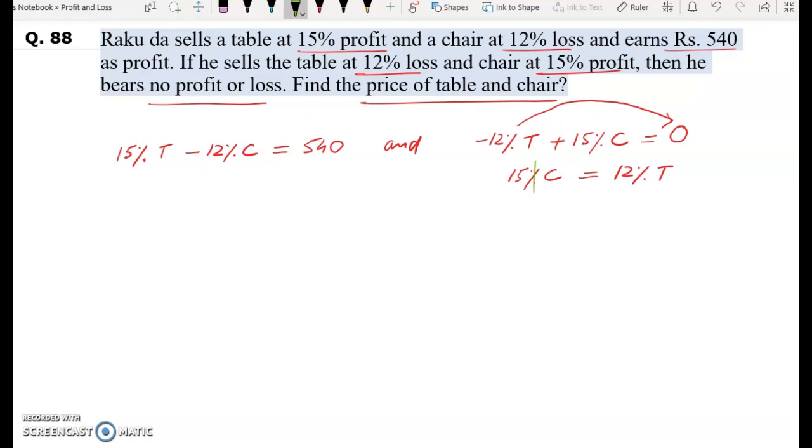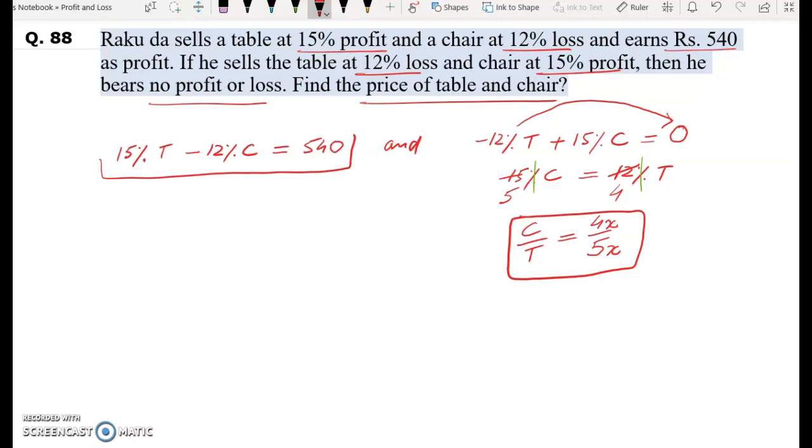Now this percent will cancel out, and we can divide this by 3. 3 into 4 is 12. 3 into 5 is 15. So C by T is equal to 4 by 5. So the ratio of chair and table is 4:5. Now let's say the price of the chair is 4x and the price of the table is 5x. Now we have got the value of chair and table. So we will put this value in this equation.